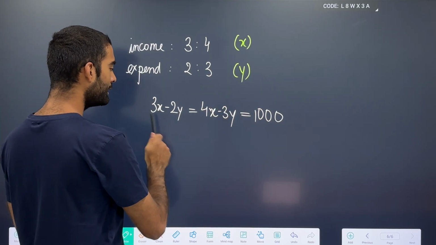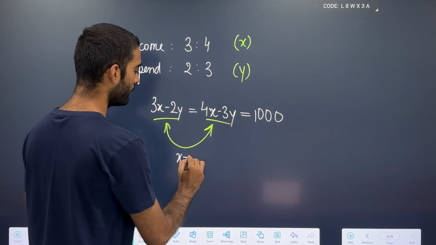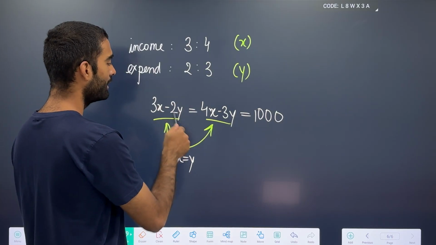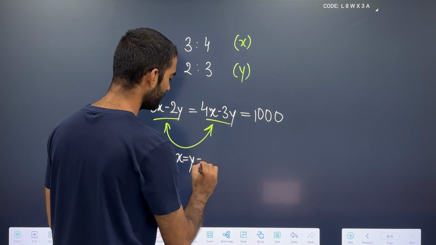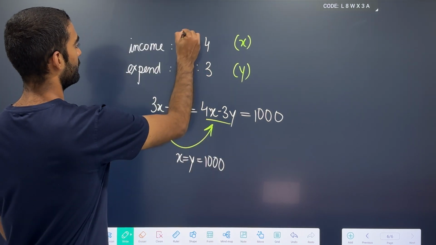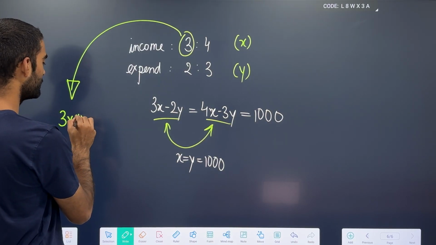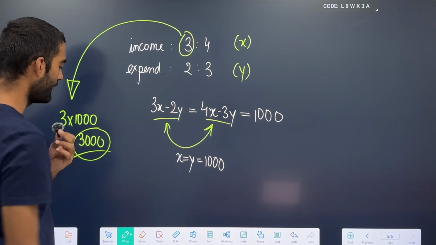So if you just take these two equations, you are going to obtain that x is equal to y. And if that is the case, then 3x minus 2x is equal to 1000. That means x is equal to 1000. Now I have to determine what is the income of A. So this is nothing but 3 into 1000, which is equal to 3000. And that is your answer.